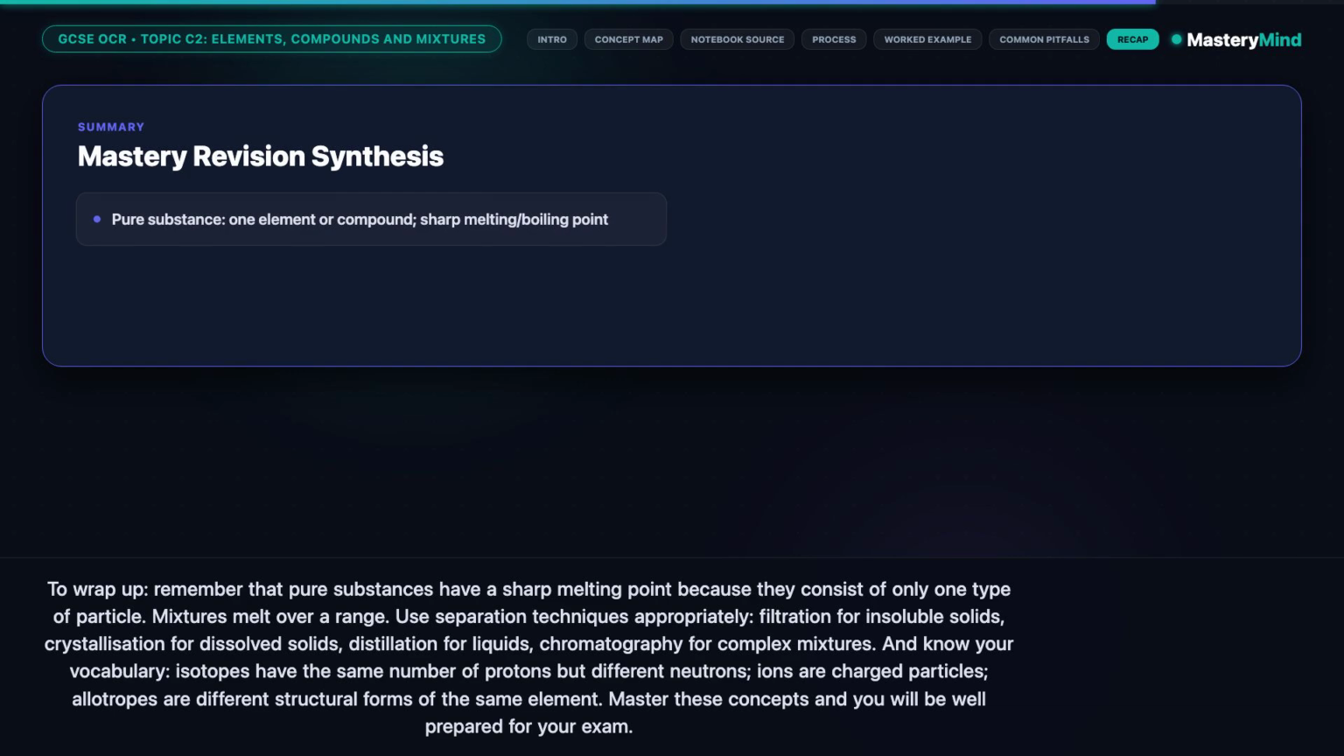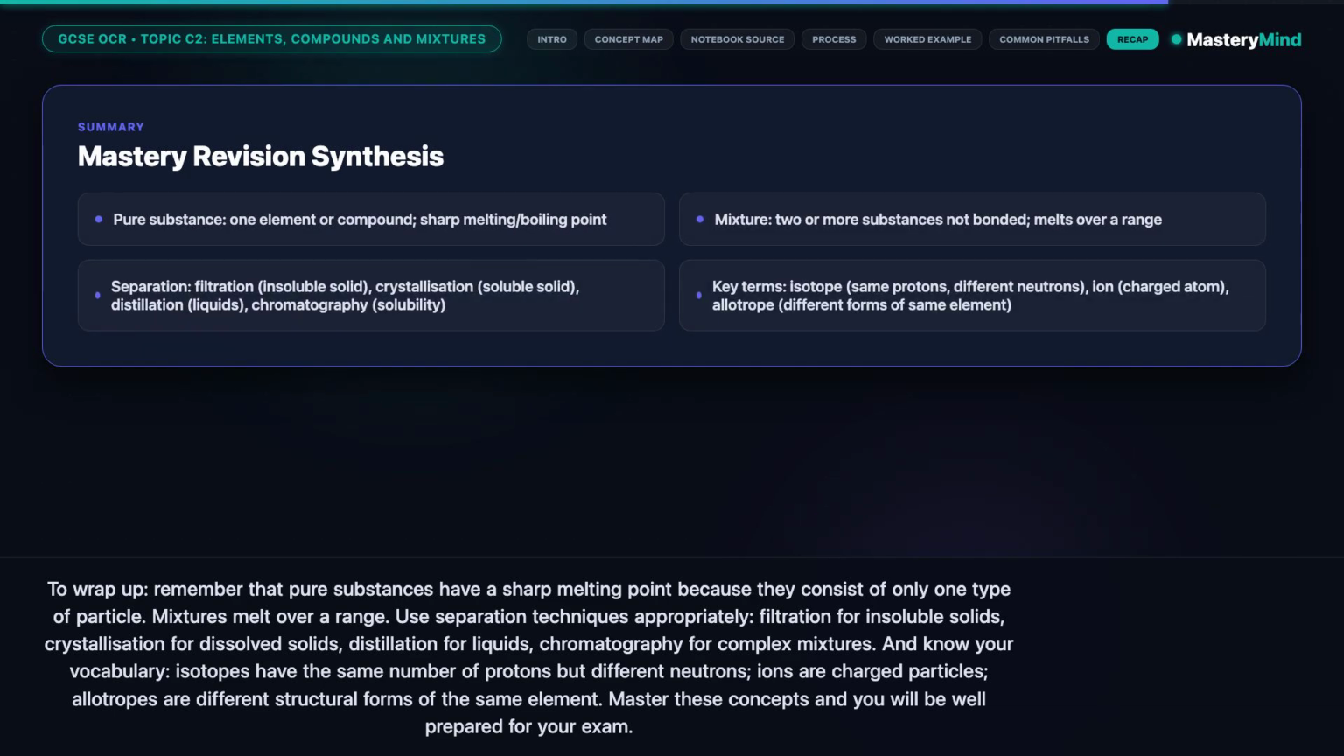To wrap up, remember that pure substances have a sharp melting point because they consist of only one type of particle. Mixtures melt over a range. Use separation techniques appropriately: filtration for insoluble solids, crystallization for dissolved solids, distillation for liquids, chromatography for complex mixtures. And know your vocabulary. Isotopes have the same number of protons but different numbers of neutrons, ions are charged particles, allotropes are different structural forms of the same element. Master these concepts and you will be well prepared for your exam.